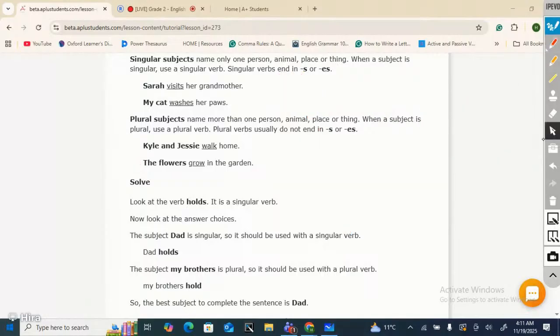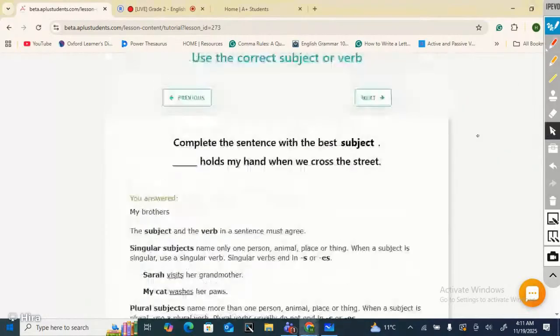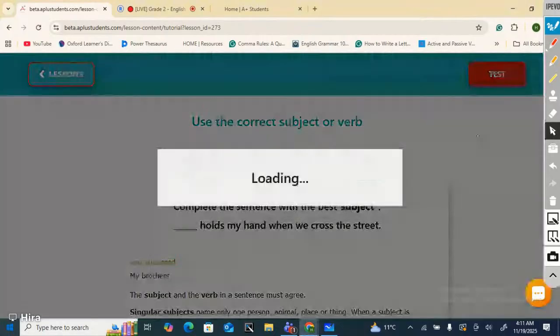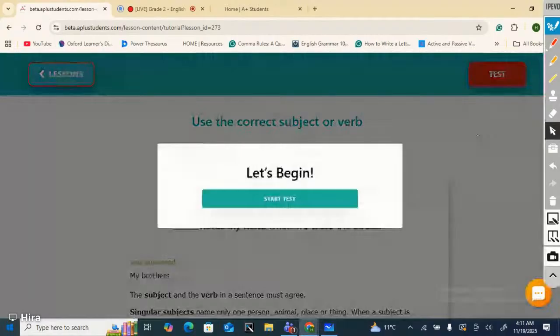I hope you understand it. This was the revision. Now we'll use the correct subject or verb. Let's begin the test.